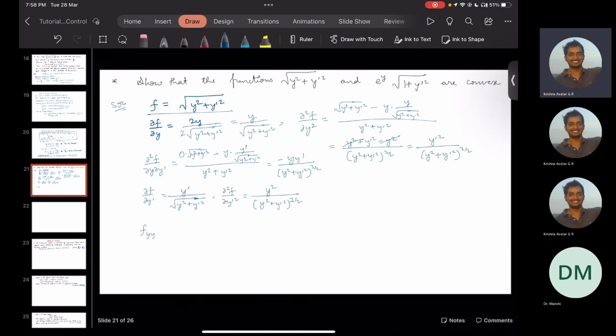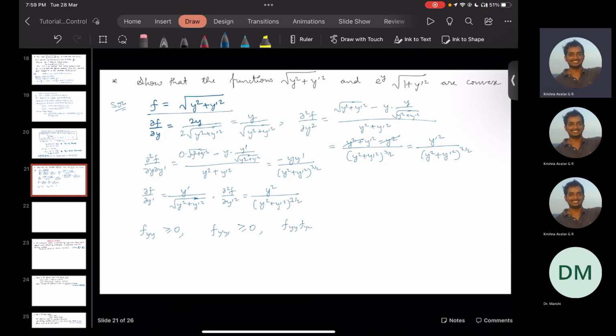Is f_yy greater than or equal to 0? What you see is the numerator is greater or equal to 0, and the denominator is also greater, so this is greater or equal to 0. Likewise, f_y'y' is the same case, also greater or equal to 0.